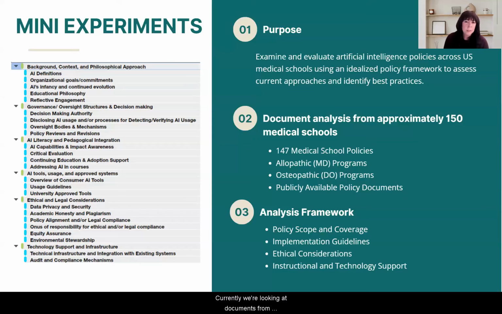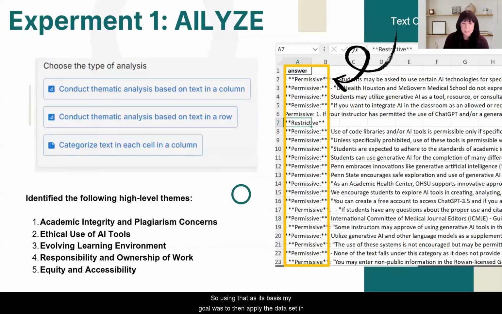Currently, we're looking at documents from approximately 150 medical schools in terms of the nature and the coverage of AI policies. And we're looking at things like the scope and the degree to which it addresses different aspects of AI policy. What are some implementation guidelines? How does it address ethical considerations and other aspects like instructional technology and support? So using that as its basis, my goal was to then apply the data set in different AI systems and see how well it could help me analyze this project.